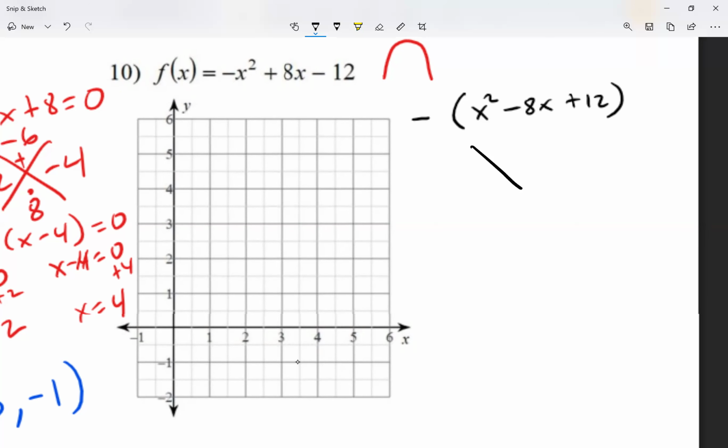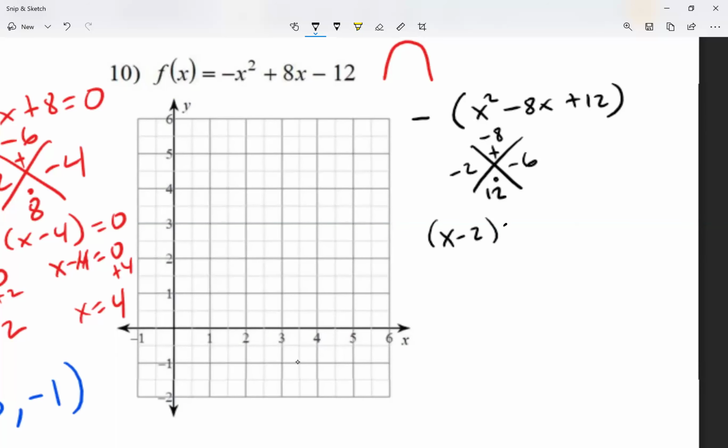Okay, so I'm thinking two numbers that multiplied equal 12. When I add them, it equals negative 8. Well, that will give me negative 2 and negative 6. So I have that x minus 2 equals 0. And I also have that x minus 6 is equal to 0. Because remember, I factor that as x minus 2, x minus 6. I have to let each of my parentheses equal 0.